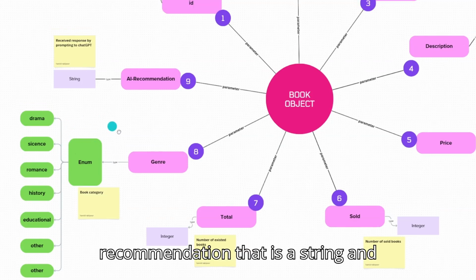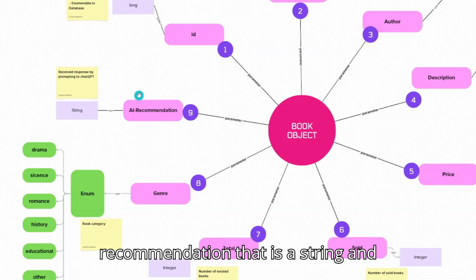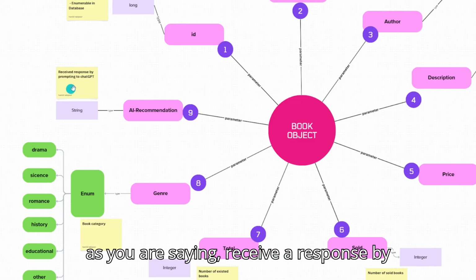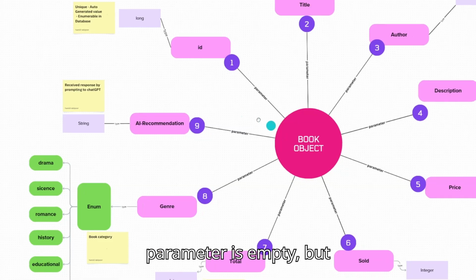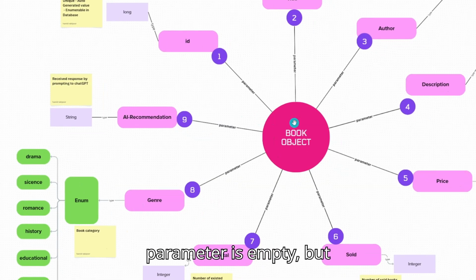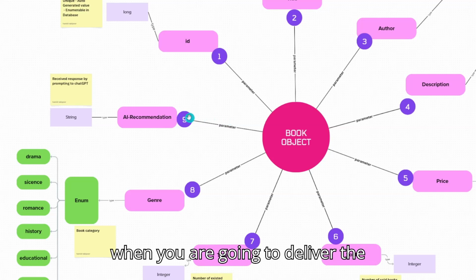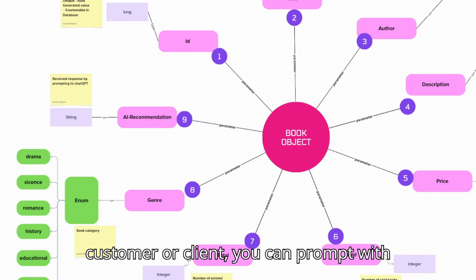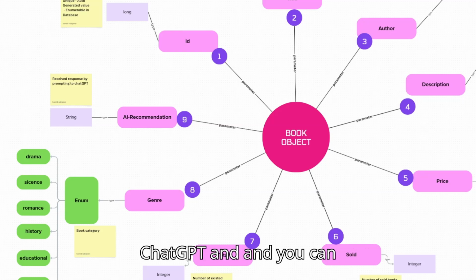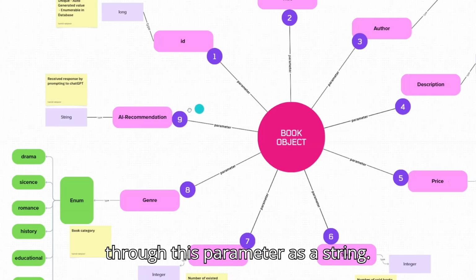AI recommendation is a string, and as I am saying, it receives the response by prompting ChatGPT. At first this parameter is empty, but when you are going to deliver the result of a book requested by a customer or client, you can prompt ChatGPT and place the result of the prompt in this parameter as a string.